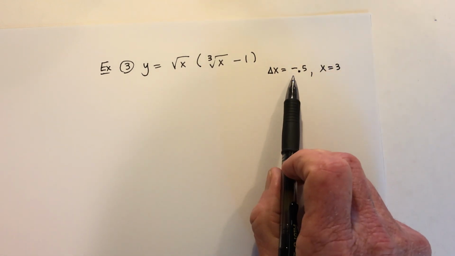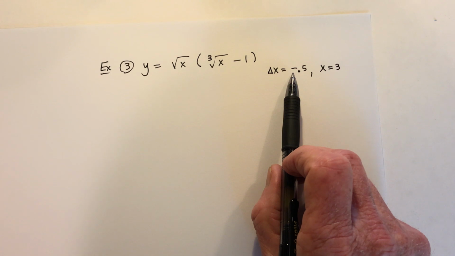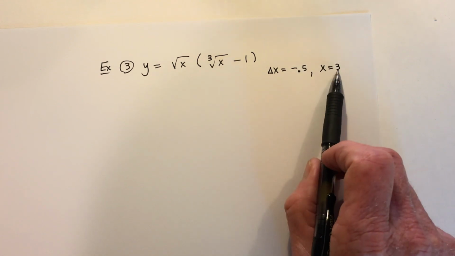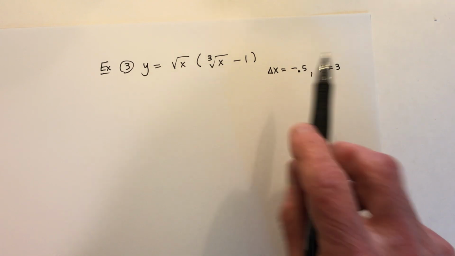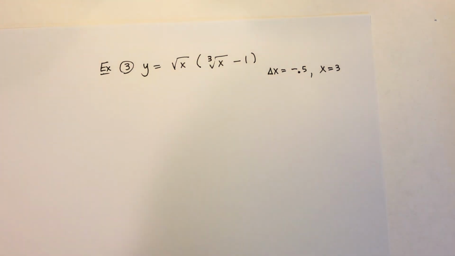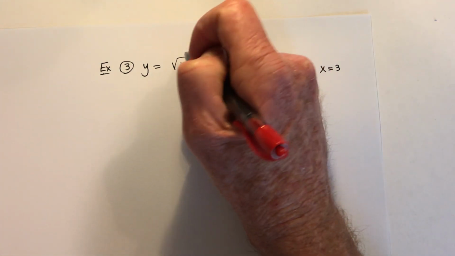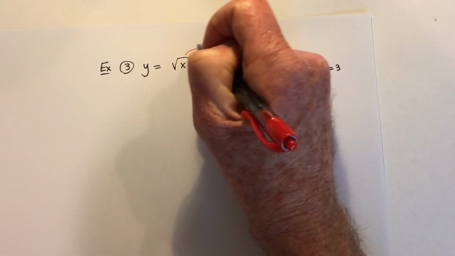So the delta x can be negative. That just means move to the left. So if you're starting at 3 and you move to the left by 0.5, that would take you to x is 2.5. All right, but before we do the numbers, we're going to need to do the derivative. And before we can do the derivative, we need to multiply this out.